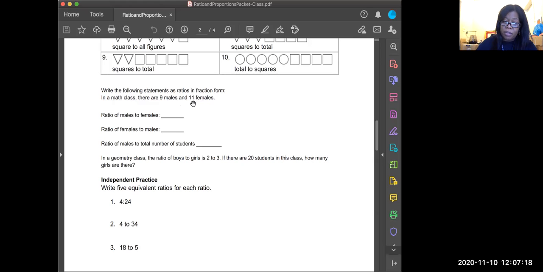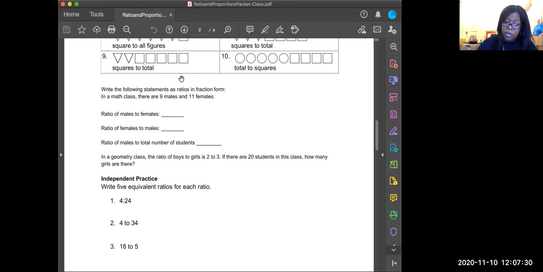Ratio of males to the total number of students. So if I have 9 males and 11 females and I put them all together, how many students is that? Okay, and then how many out of that total number of students, how many male students do I have? That's how you do that.